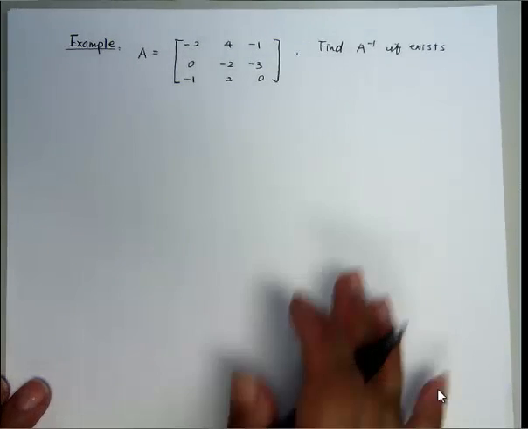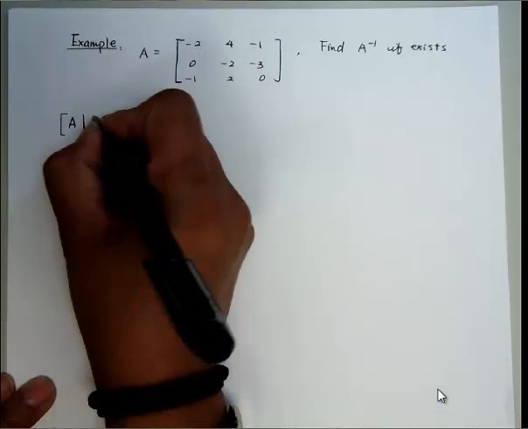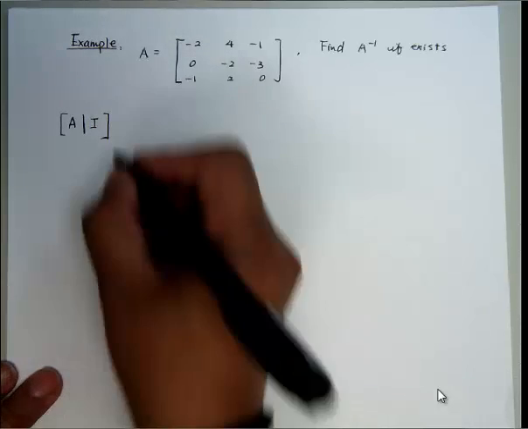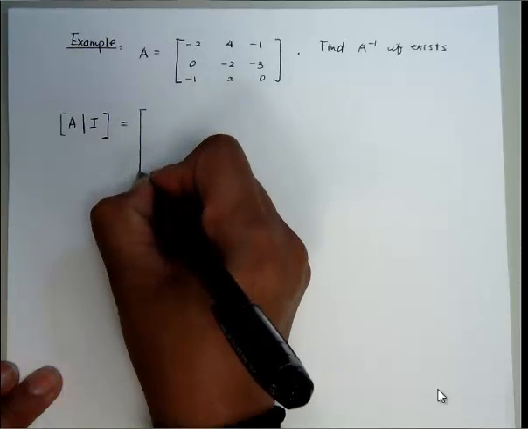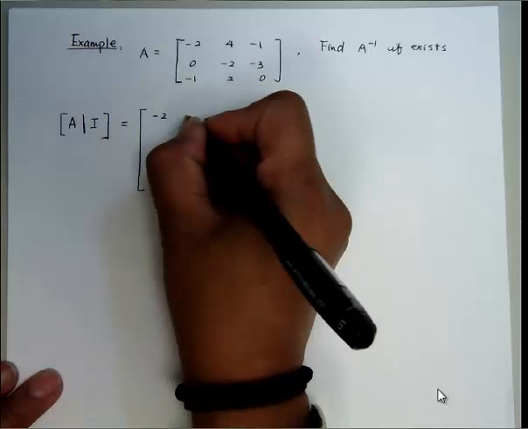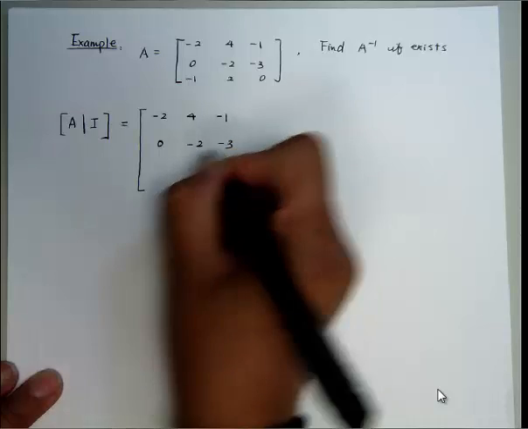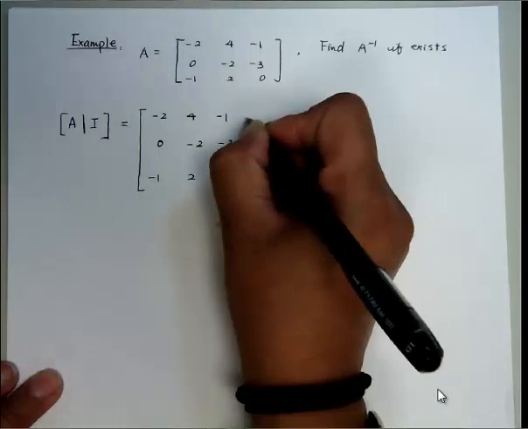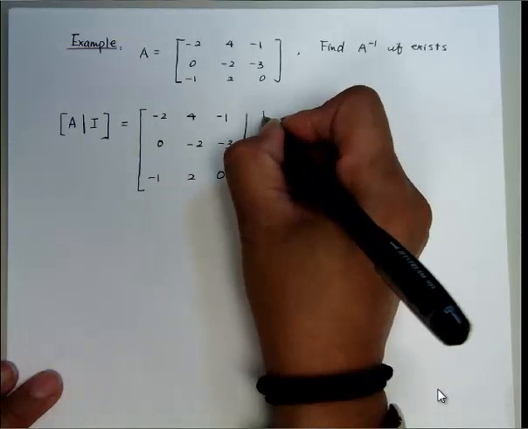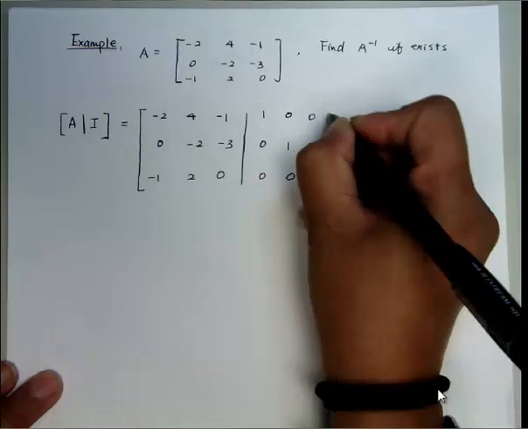Okay. We start by putting A on the left-hand side of the augmented matrix and the corresponding identity matrix on the right-hand side. This augmented matrix will look a little different from the system of linear equations. -2, 4, -1, 0, -2, -3, -1, 2, 0. This is the matrix A. And the corresponding 3 by 3 identity matrix is 1, 0, 0, 0, 1, 0, 0, 0, 1.